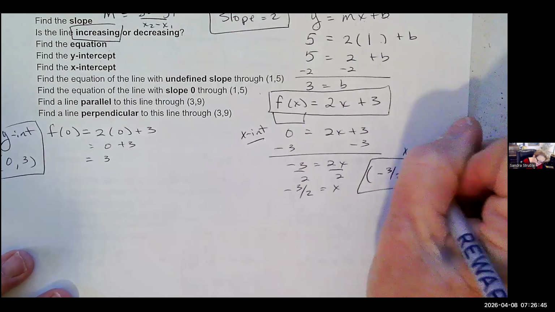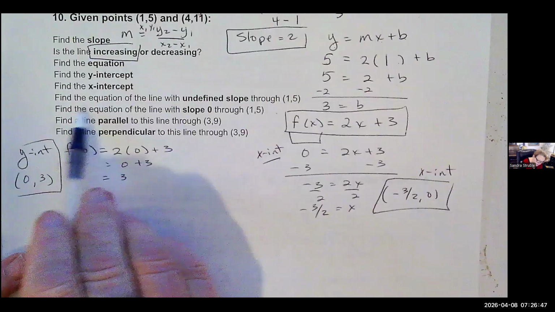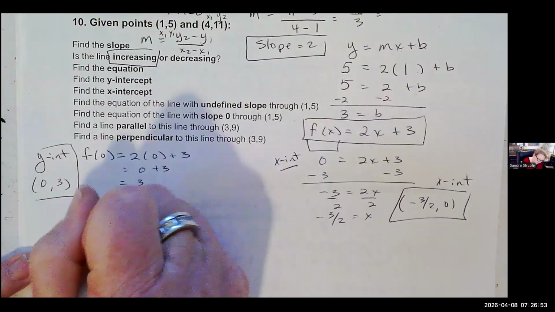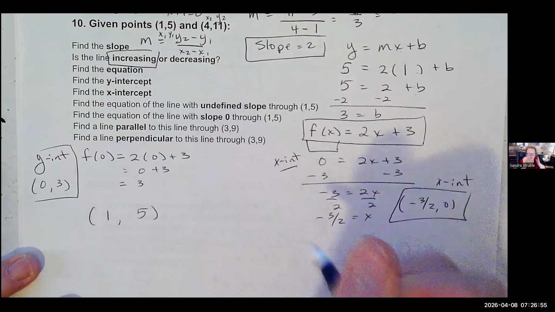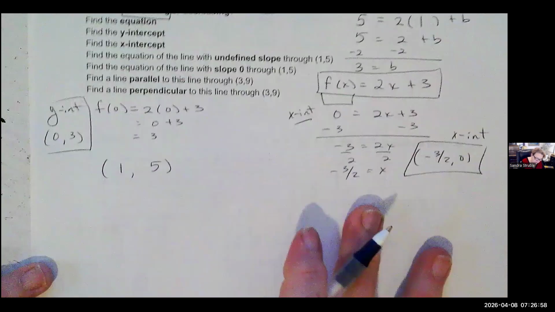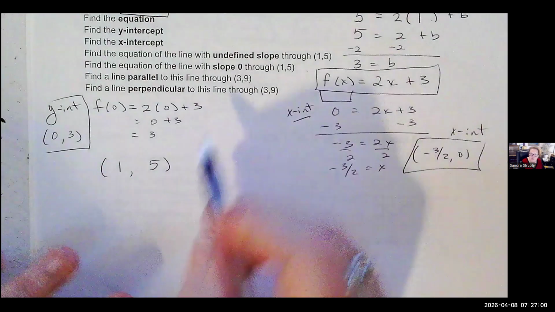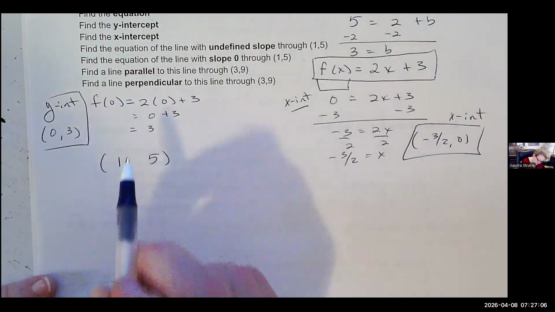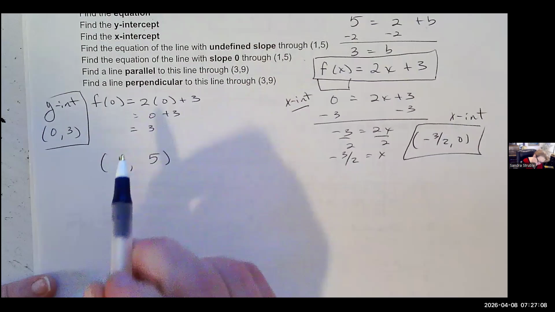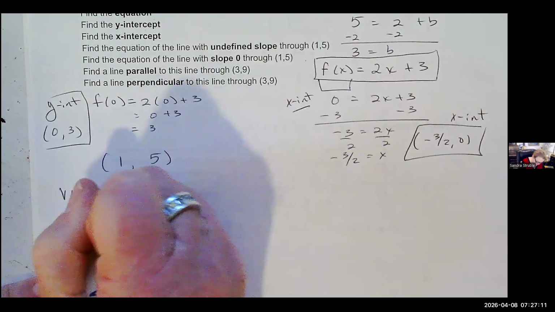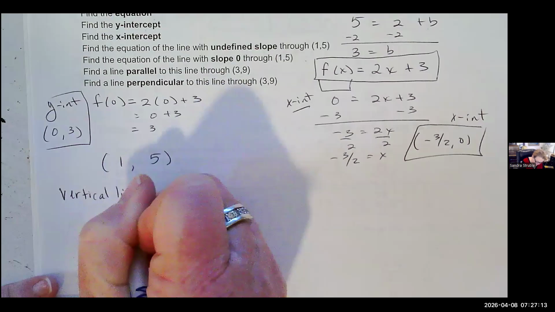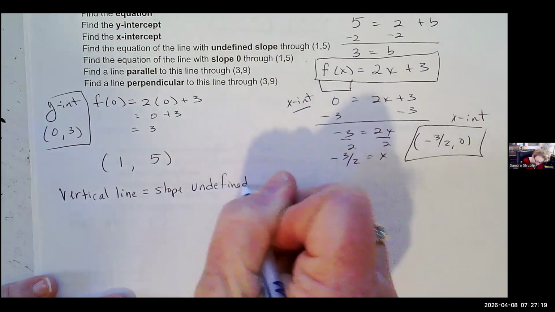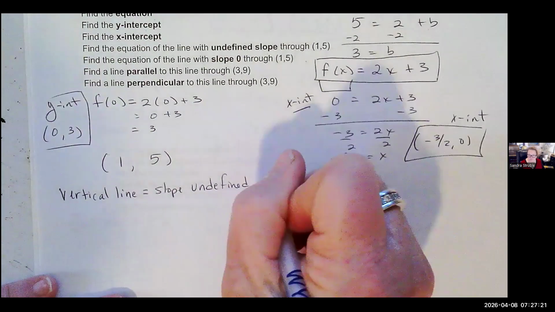Find the equation of a line with an undefined slope through (1, 5). Okay. Now, I'm going to go through a couple of things real quick with this. We're going to do both of these. We're going to do the undefined slope and the slope of 0. For the undefined slope, an undefined slope is an x equals, the vertical line. Slope undefined. And it's written x equals 1. That's it. You need to know this.